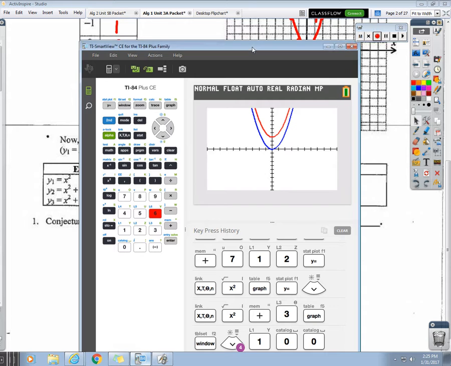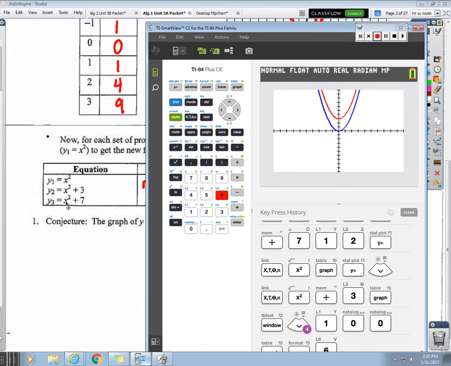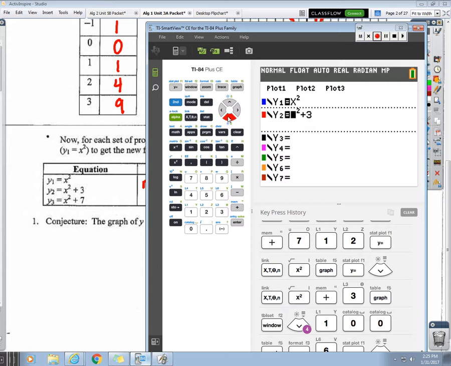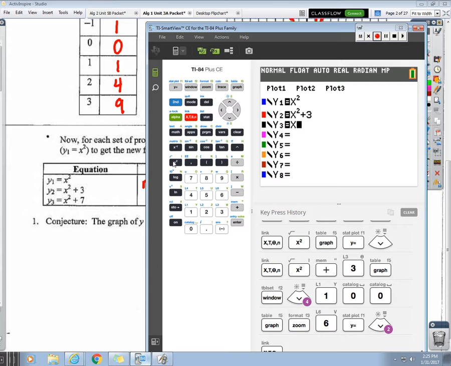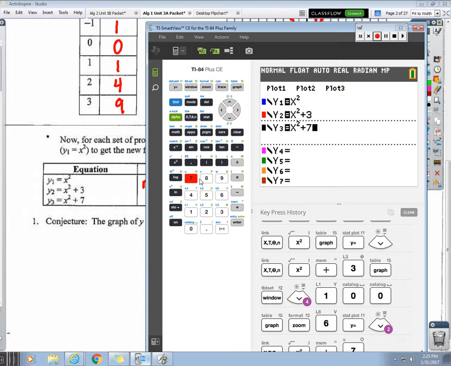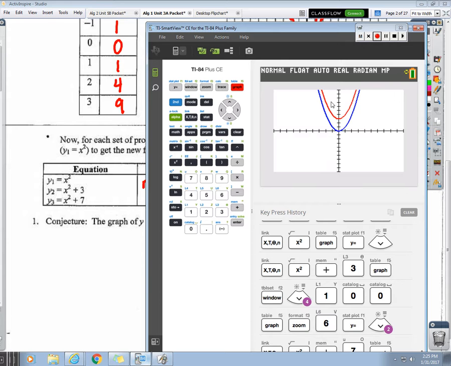So the next time, I'm going to graph y equals x squared plus 7. So y equals, go down to y3, and type in x squared plus 7. Yeah, once you type it in, you can hit graph. It's a lot higher. Right, look. This one went up to 7 and started there, right? Its vertex is at 7.